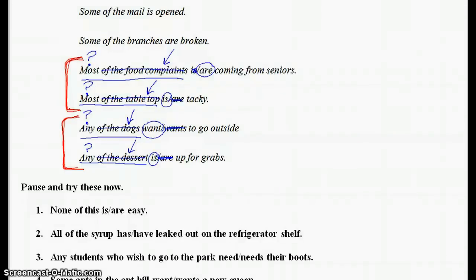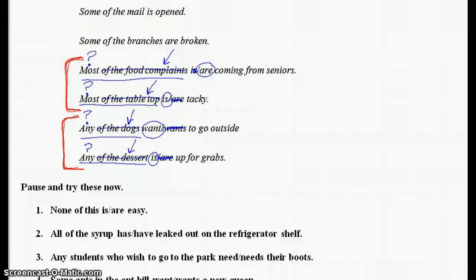I might use this in the context of, I don't know, being in a kennel with a bunch of the dogs, and I'm asking someone, could you please take a dog outside? And someone might say, well, which dog? I might say, well, any of the dogs want to go outside. Pick one of them and take him out. So it sounds awkward, but it will work as long as we follow the rule.